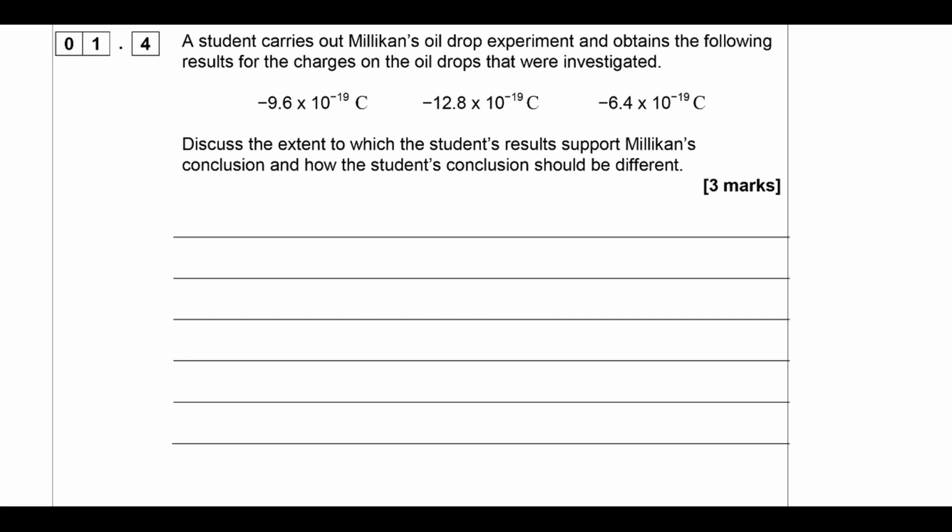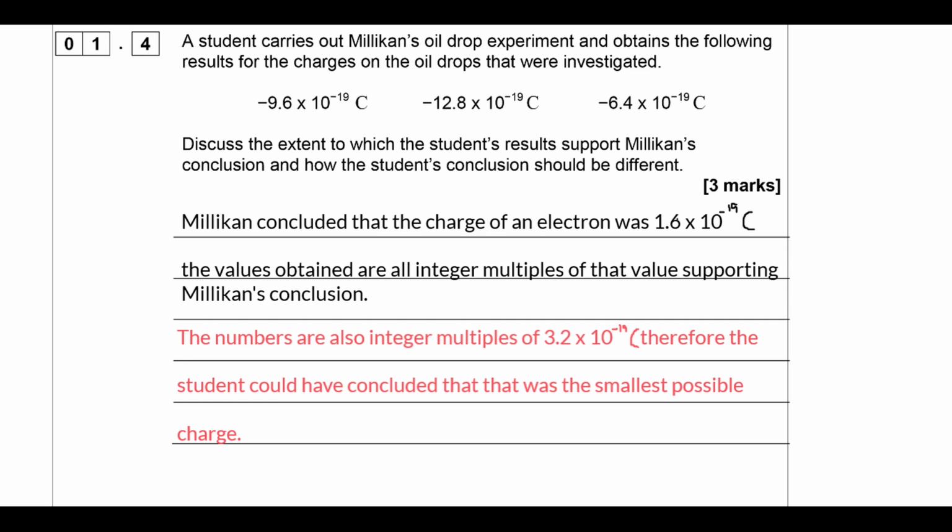So the data does support Millikan, but it doesn't necessarily lead to the same conclusion as Millikan. You could also get that they're multiples of 3.2 as well.